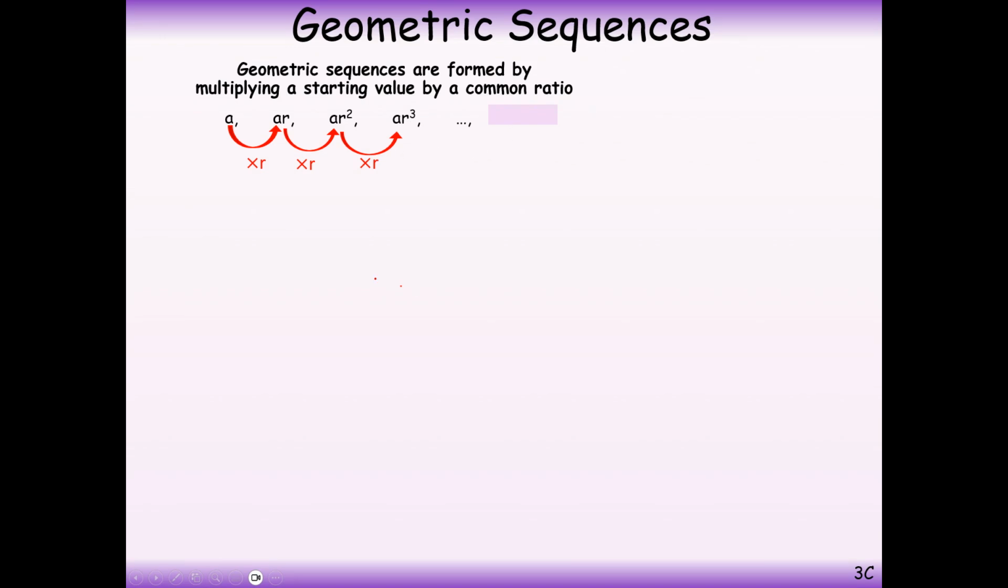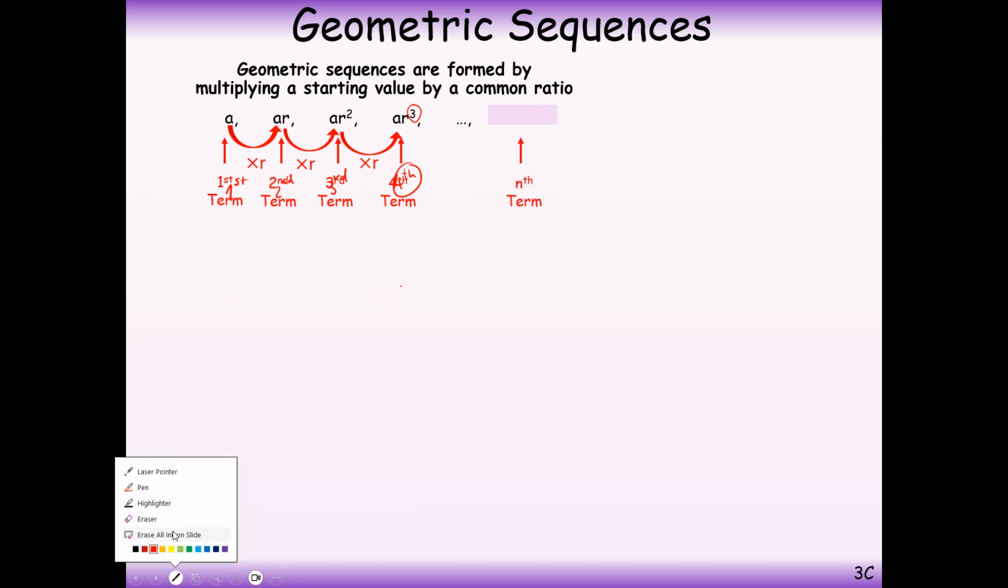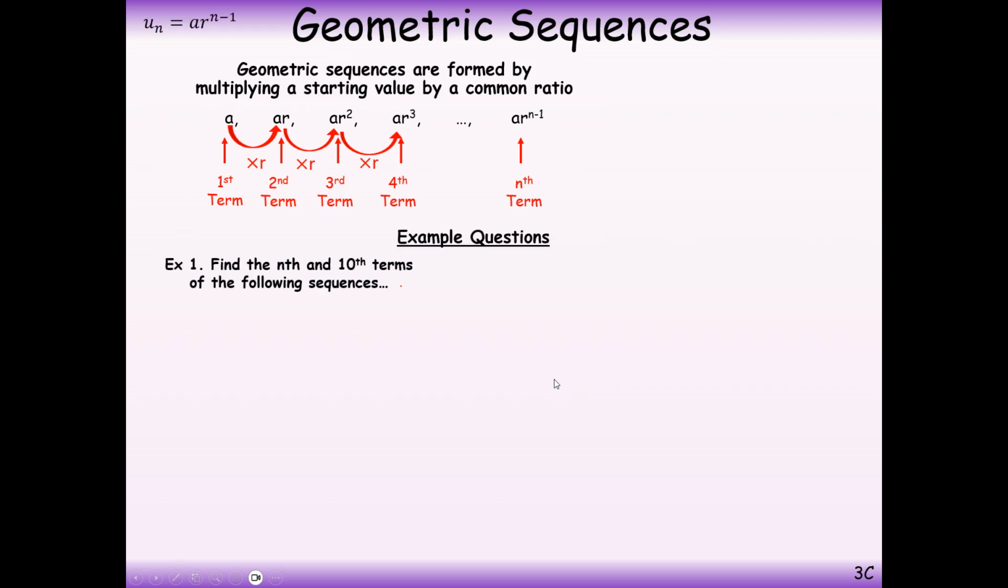Notice that the position here is the first, second, third, and fourth. So the fourth number has only R to the power of 3. So can you guess what's the nth term formula going to be? It's going to be AR to the power of n minus 1. So just remember this and it will help you solve the problems in the next few slides.